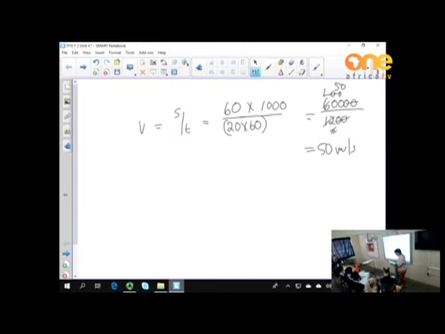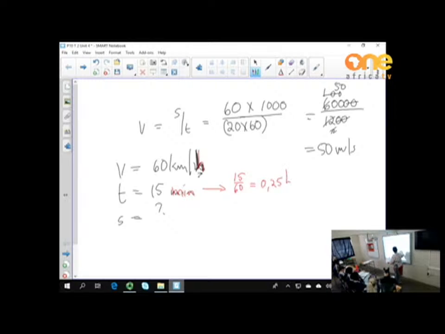All right, number 2. A car travels at an average speed of 60 kilometers per hour for a time of 15 minutes. Now, how far does the car travel? People, the problem over here is the speed is in kilometers per hour, and the time we've got is in minutes. So one should convert that to hours. So 15 over 60 is equal to a quarter of an hour, 0.25 hours. Are you with me? Who can't follow?